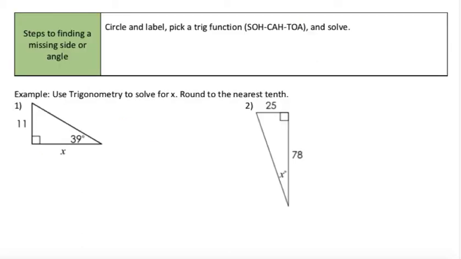So if we want to use trigonometry, we can use it to find a missing side or angle. And the steps are going to be the same. Circle and label, pick a trig function, and solve. Circle and label, SOHCAHTOA and solve. So when we think about what we're circling, we're always circling the angle, but if it's missing, we go to inverse trig. We always label our sides, but our trig function could be trig or inverse, depending on what we're looking for.